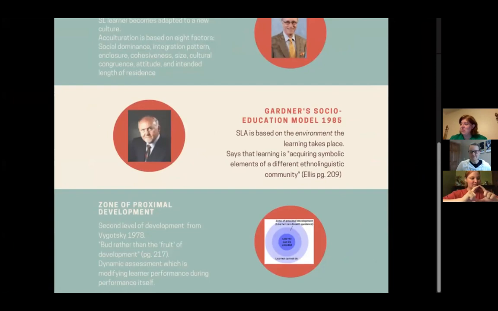So the first level of development is very basic; you don't know anything. The next one would be the zone of proximal development. And then the inner circle is learner can do, unassisted. That's where you acquire the language. I wanted to do this one separately because it really stuck out to me. Like Robyn said, and I'm going to use the same quote, it's the bud rather than the fruit of development. I think a lot of a student's outcome really hinges on this zone.